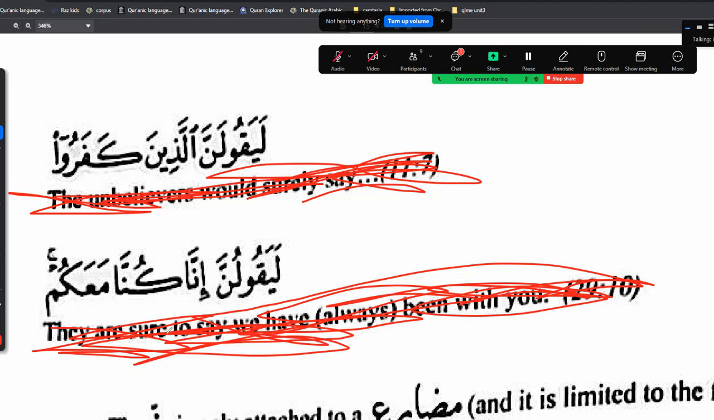Those who disbelieve will surely, certainly say. Those who are the disbelievers. Oh, because this is a verbal sentence, it isn't singular. No, you're right, sister. This is la yaqulanna alladhina kafaru. The unbelievers would surely, definitely say, or those who disbelieve will definitely surely say. Because the fi'l would be singular, remember? فَعَلَ الْمُسْلِمُ، فَعَلَ الْمُسْلِمَانِ، فَعَلَ الْمُسْلِمُونَ, right? So this will be singular.